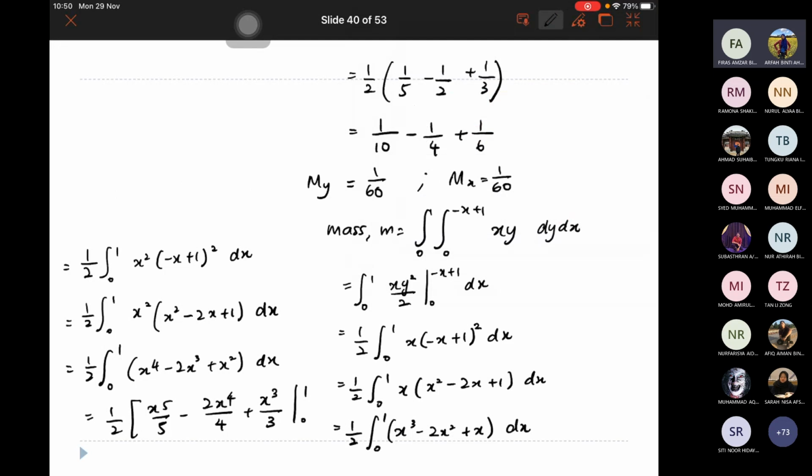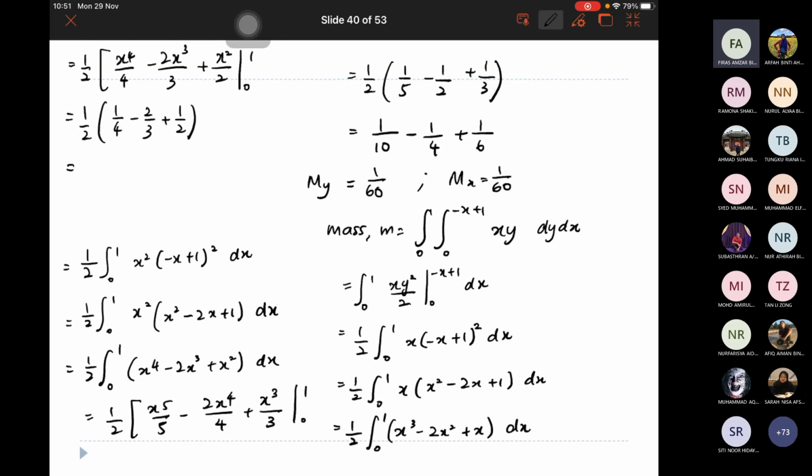1/2, 0 sampai 1, x darab x kuasa 2 tolak 2x tambah 1 dx. Okay. 1/2 x kuasa 3 tolak 2x kuasa 2 tambah x, dx. Kan dah tak cukup ruang pula. Okay, saya buat dekat atas. Sambungannya di atas. So akan sama dengan 1/2 x kuasa 4 per 4 tolak 2x kuasa 3 per 3 tambah x kuasa 2 per 2, 0, 1. 1/4 tolak 2 per 3 tambah 1/2. Apa jawapan dia? Dapat tak? Satu per 24, yes, betul.